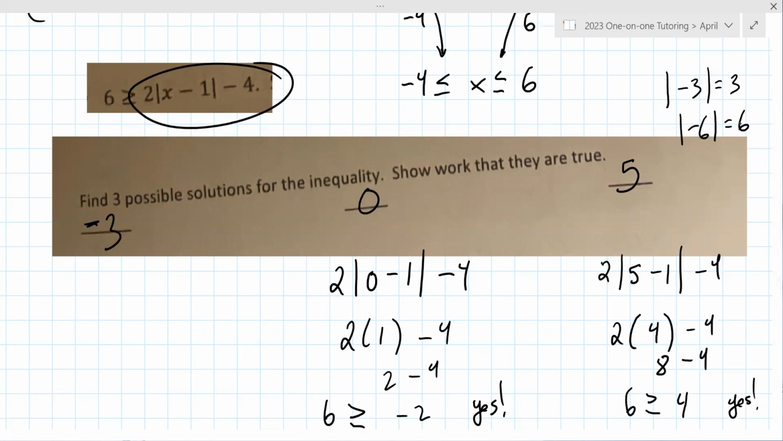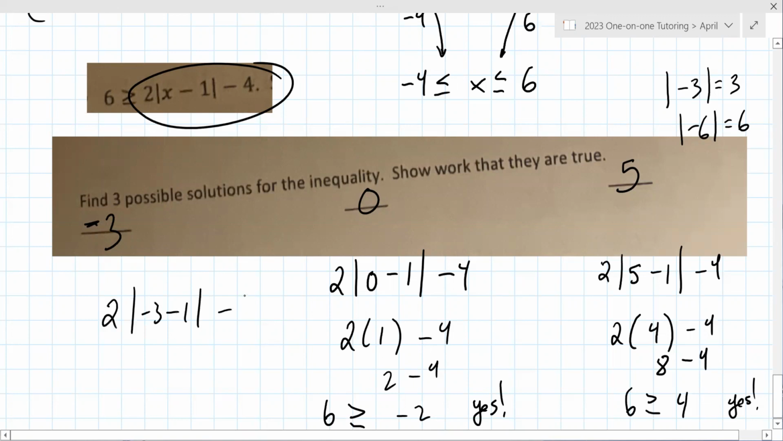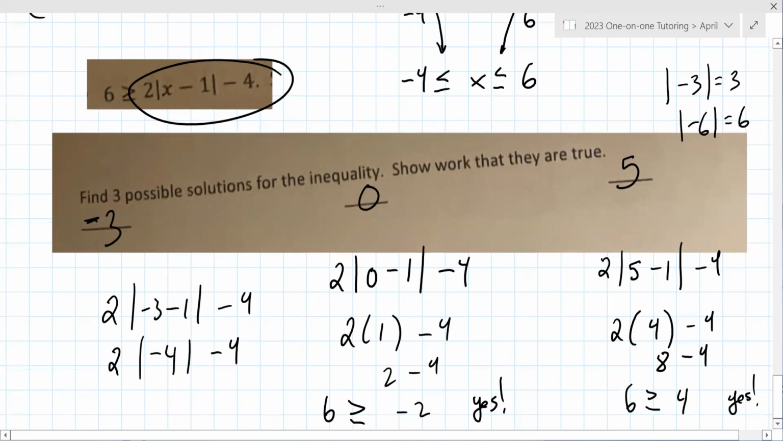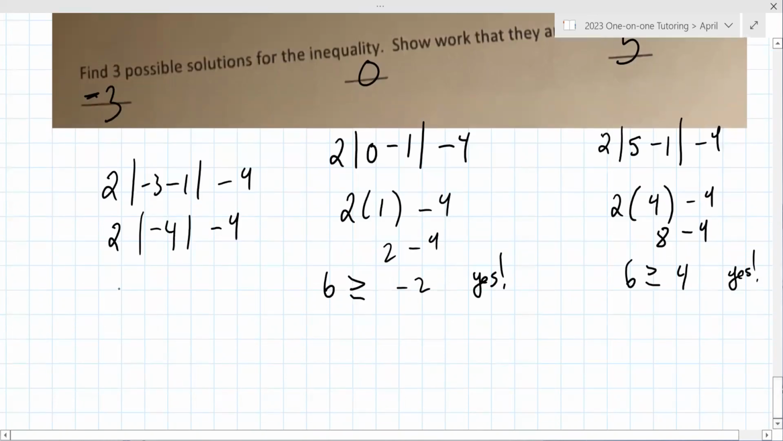Would it be 6 is greater than or equal to 2? So 2 absolute value -3 -1 -4. -3 -1 is -4. Okay. And let's talk about why. Let's say you owe someone $3 and then you owe them another dollar. You now owe them $4. Sometimes money is a great way to look at adding and subtracting. And the absolute value of -4 would be 4. 2 times 4, 8 minus 4 is 4.